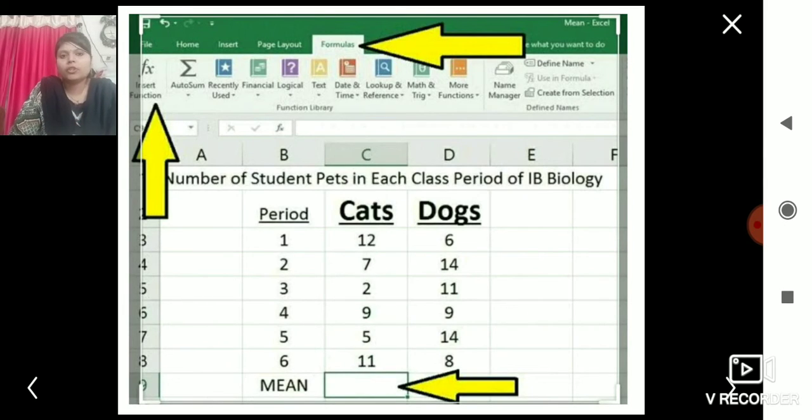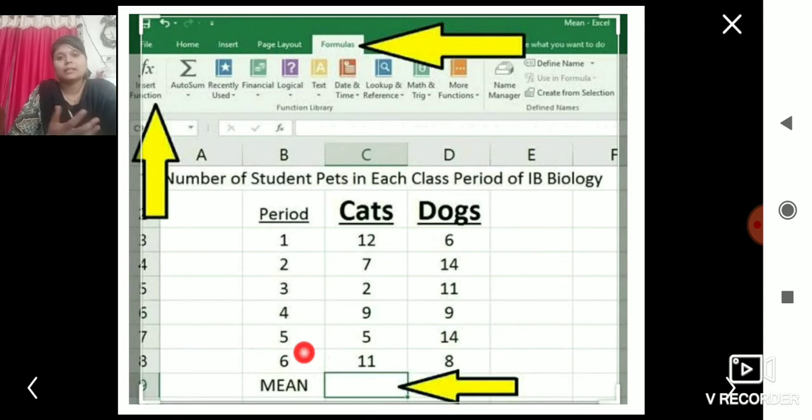Okay, so here is the picture to show you how exactly it comes into action. It shows the number of student pets in each class period of biology. In the first period, there are 6 dogs and 7 cats. In the second period, 7 cats and 14 dogs. In the third period, 2 cats and 11 dogs. In the fourth period, 9 cats and 9 dogs. In the fifth period, 5 cats and 14 dogs.